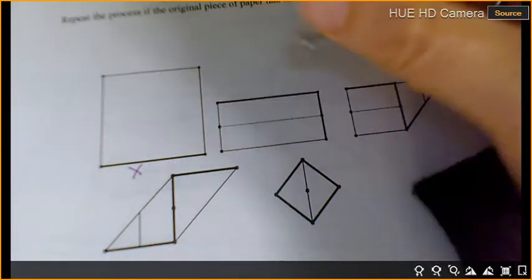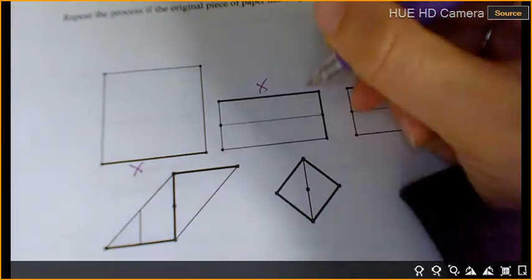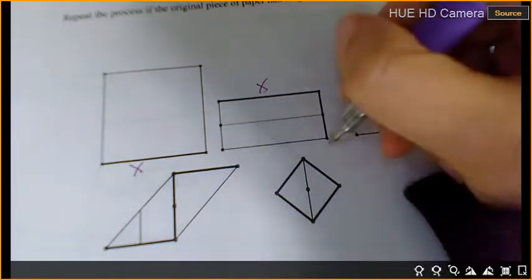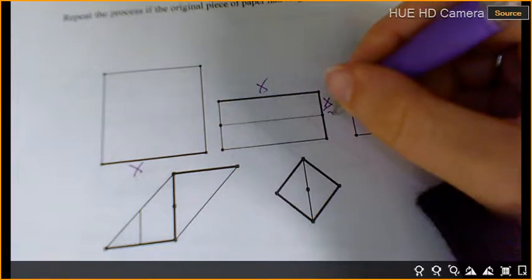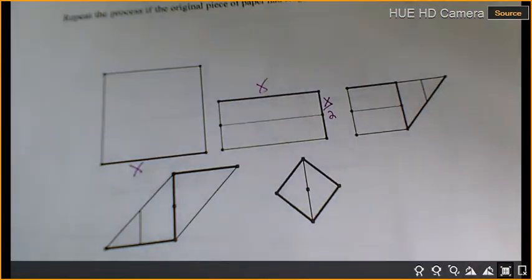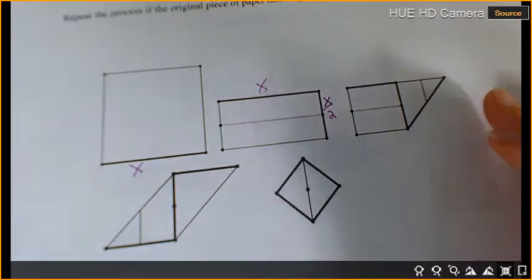So if this is X and this is X, what's this length right here? X over 2 is correct. Right? It's half of X. So X times 1/2 is X over 2. You with me?